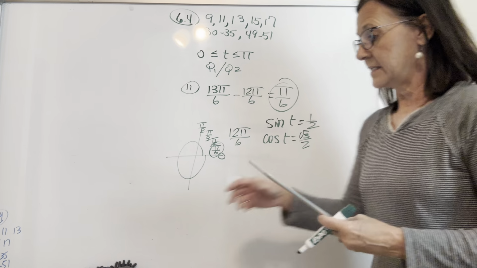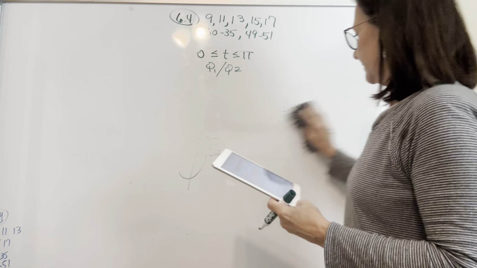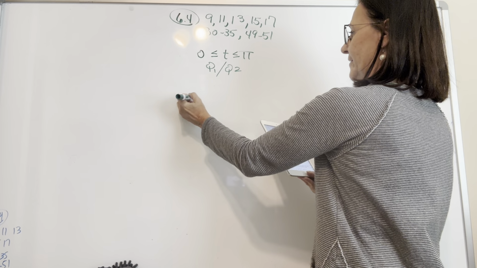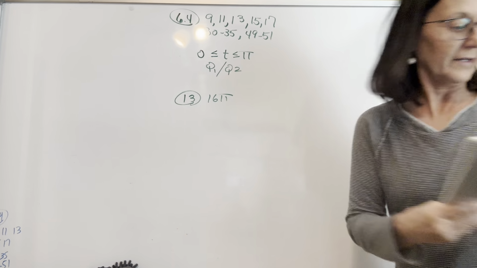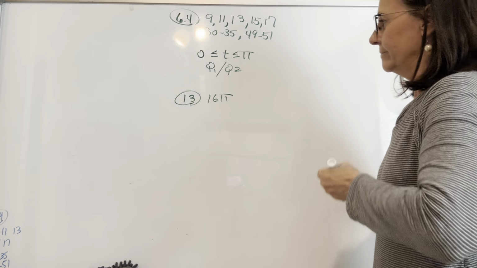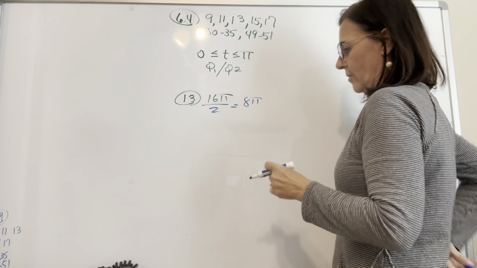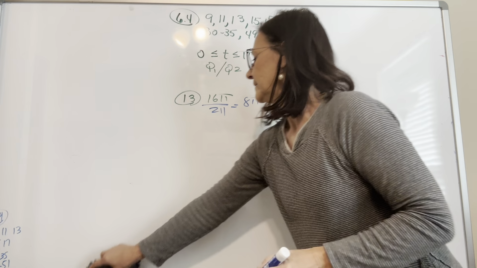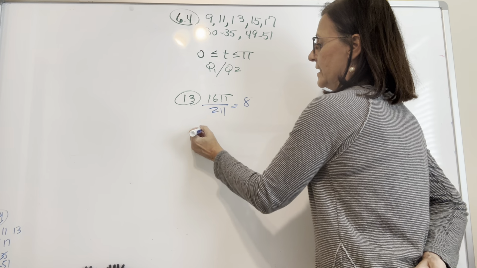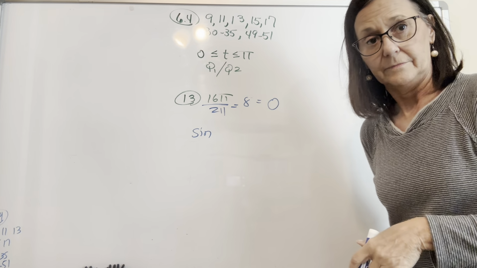13 says 16 pi. Well, that's going to land you at 0. All right, so 13 is 16 pi. When I divide that by 2 pi, that goes around 8 complete times. All right, so we're landing back at 0. So the radians is 0. Got it?